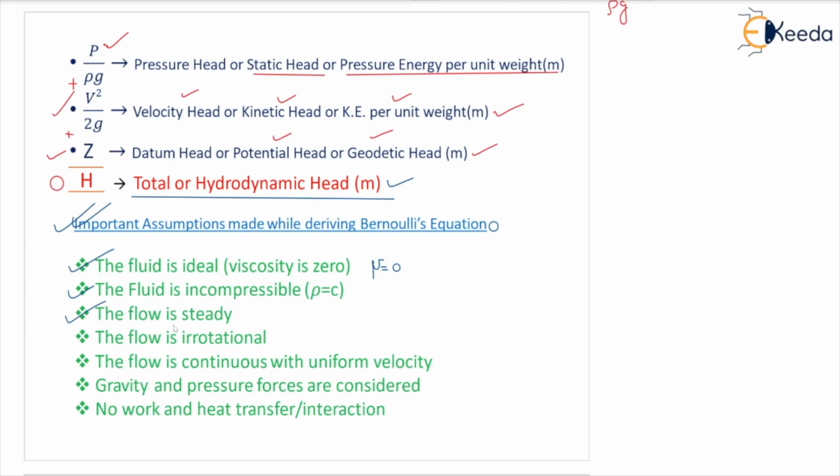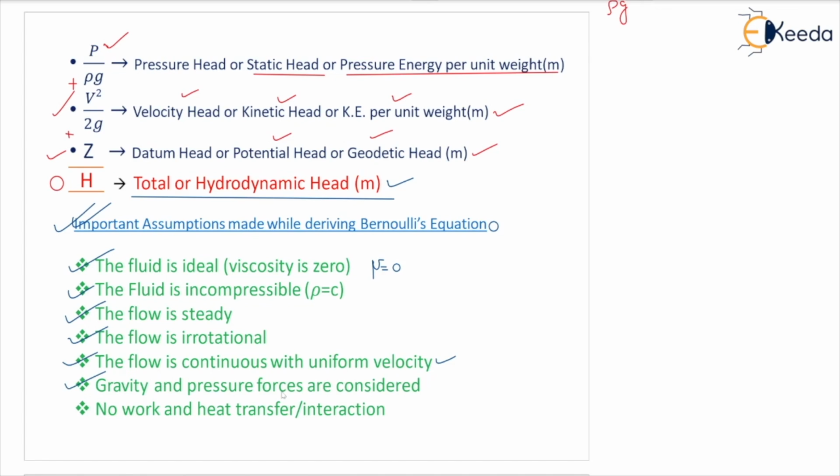The flow is steady. We already know what is steady and unsteady, uniform and non-uniform flow. Steady means property is not changing with respect to time at a given point. The flow is irrotational. Correct. We know about rotational and irrotational flow. The flow should be irrotational. The flow is continuous with uniform velocity. Very important.